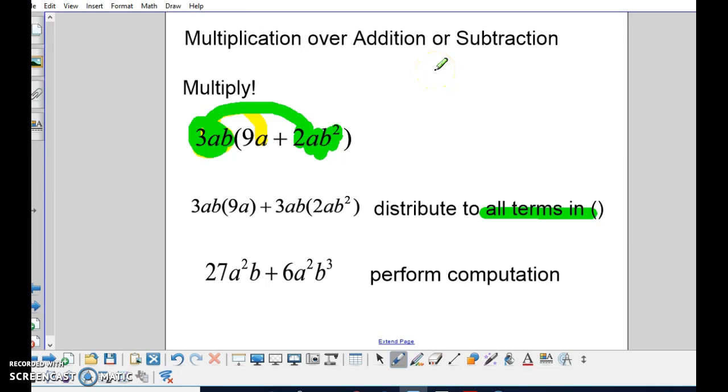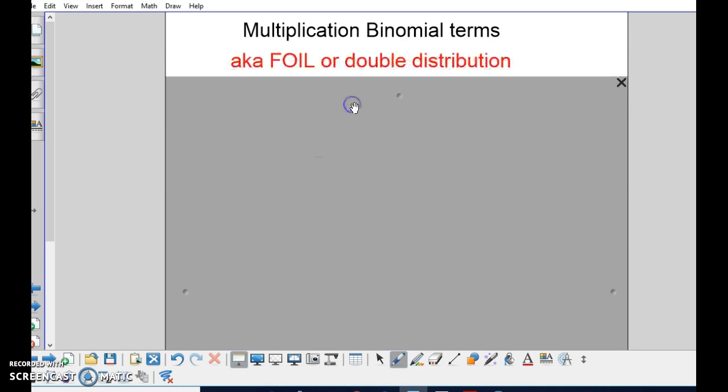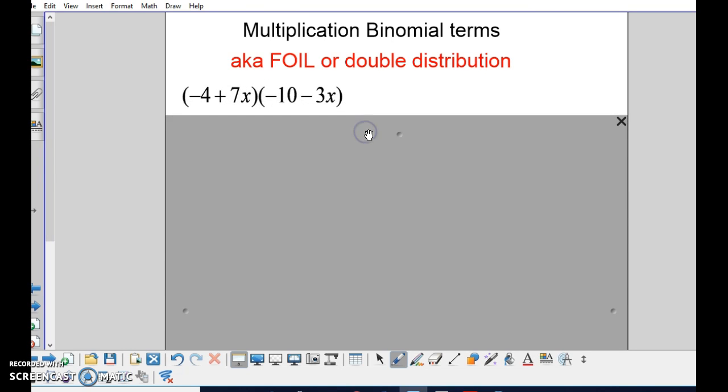Now we're going to go do the big whopper, which is a binomial times a binomial. So go ahead and write down, we're going to multiply binomial terms. Some of you might have heard this as foiling from previous teachers. Some of you might have heard this as double distribution. We're basically multiplying binomial terms. So here are our binomial terms. The parentheses in here implies multiplication, okay?